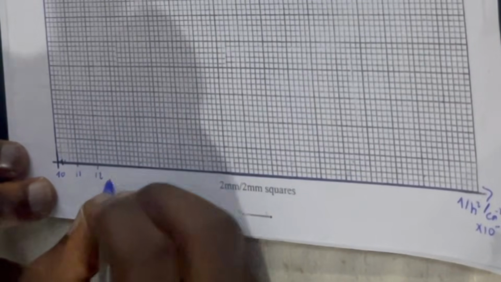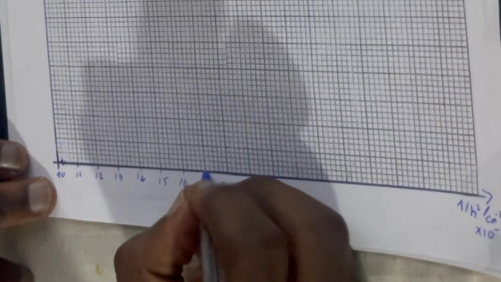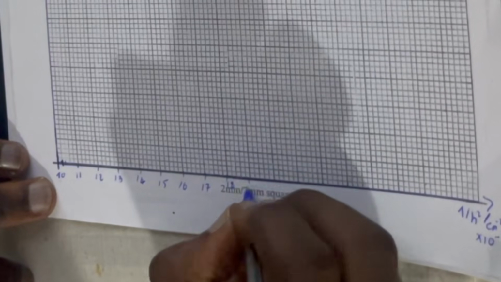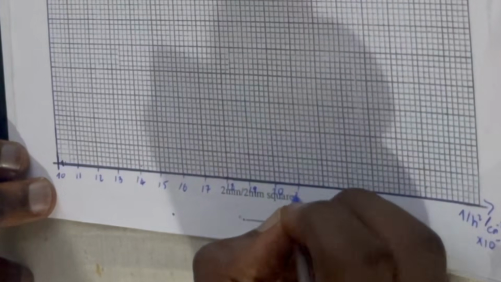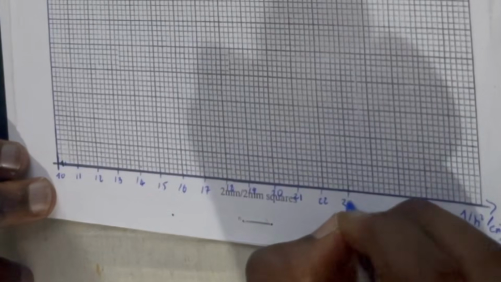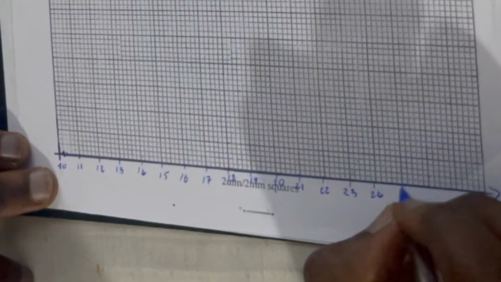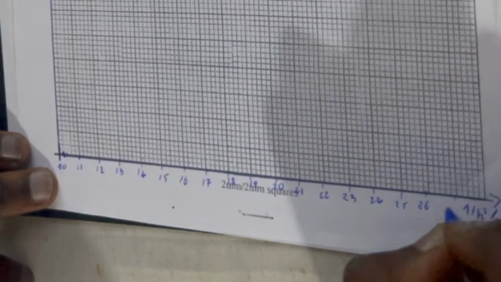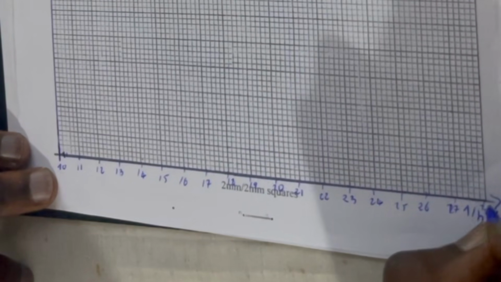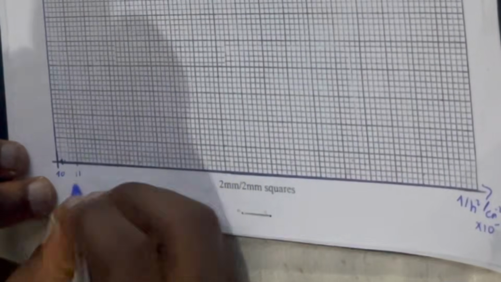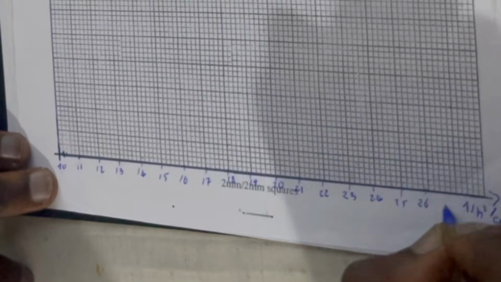So I will use 1 square to represent 1 unit, starting with 10. So I will have 10, 11, 12, 13, 14, 15, 16, 17, 18, 19, 20, 21, 22, 23, 24, 25, 26, 27, and 28. Okay, so that is it.